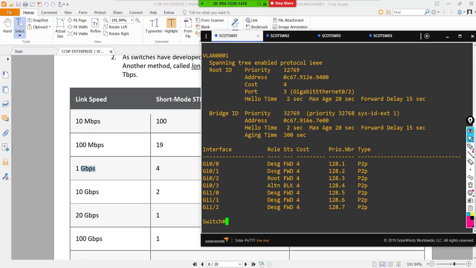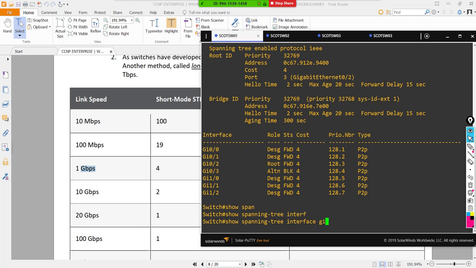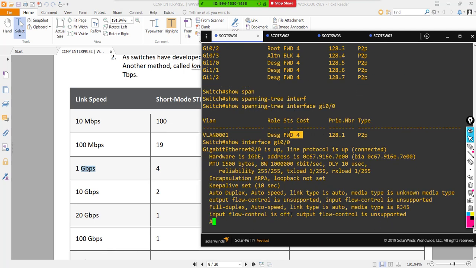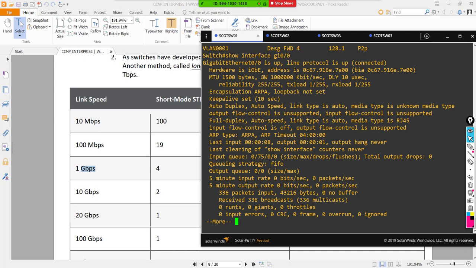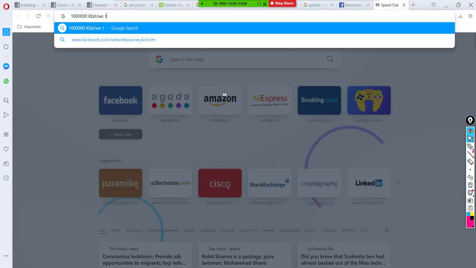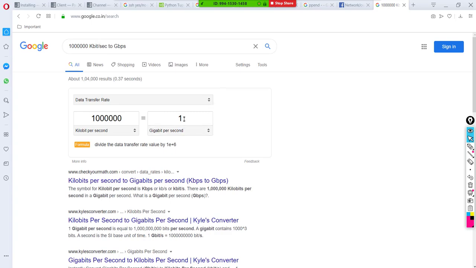The quick way to check is by this command. Let's say show spanning tree. Let me take one of the interfaces. Okay, so that interface has a cost value of 4. Let me find out what the speed of that interface is. The speed is this. I am going to take the whole value, paste it here, and convert it to gigabits per second. So that refers to 1 gig per second.